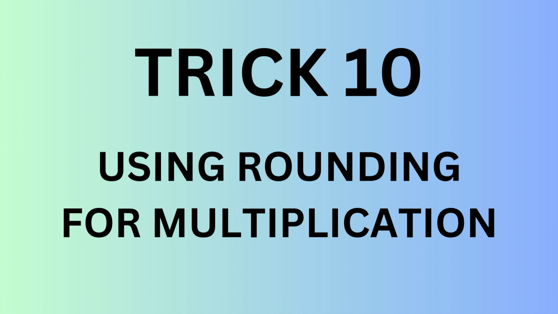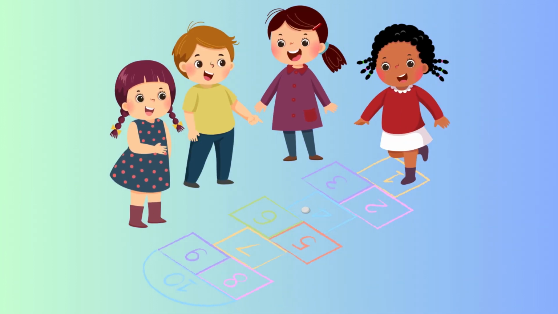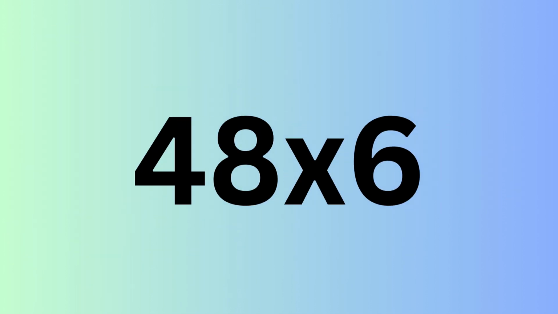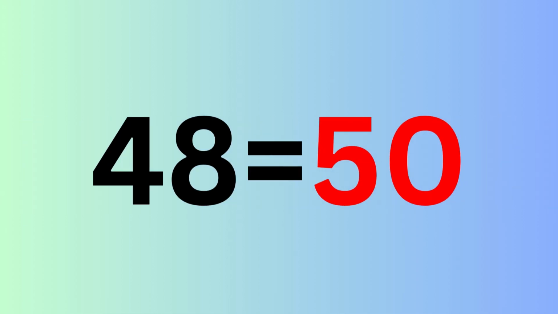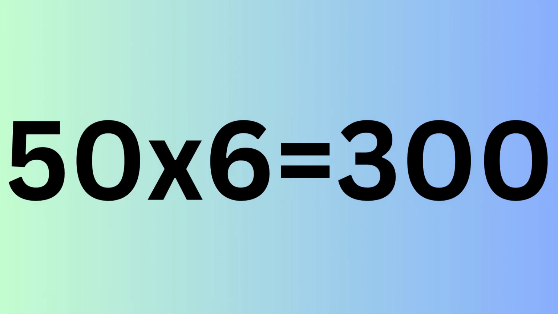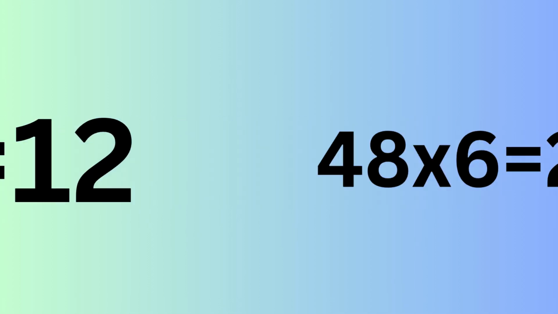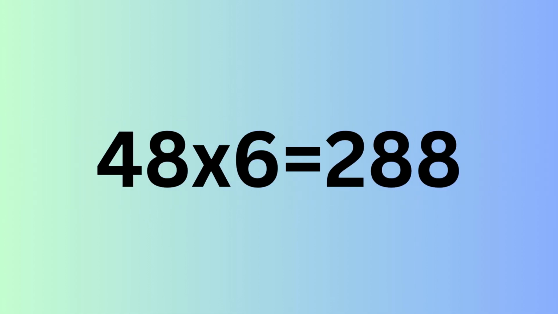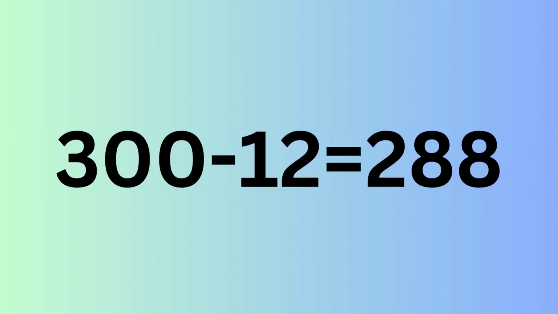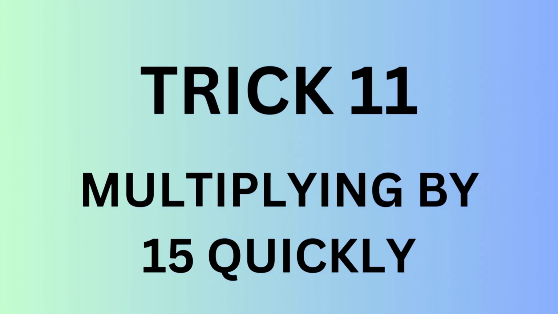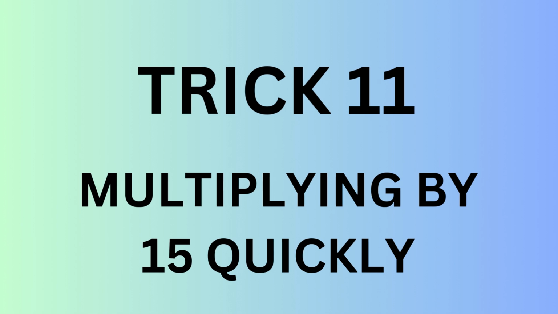Trick 10. Using rounding for multiplication. Round one number to the nearest 10, multiply, then adjust. Let's try 48 by 6. Round 48 to 50. Multiply 50 times 6 is equal to 300. Subtract the extra, 2 times 6 is equal to 12. 300 minus 12 is equal to 288. So, 48 times 6 is equal to 288. Easy, right?